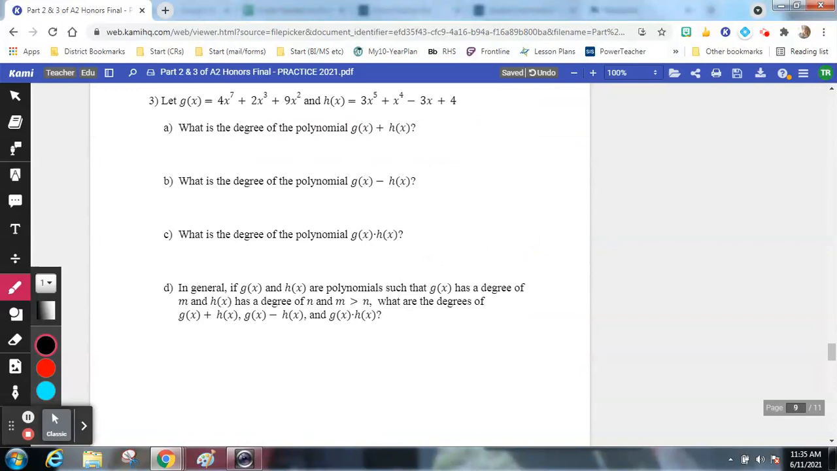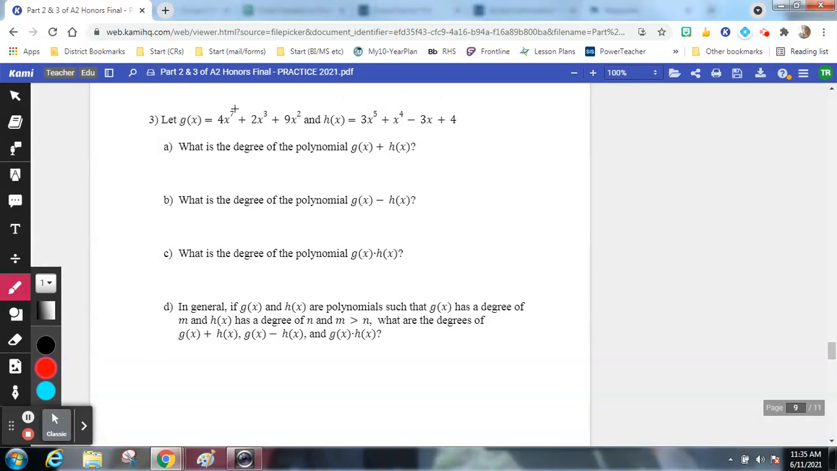Number 3 should be one of the easiest ones. So number 3 talks about the degree, and there's really not a lot of work for any of this because they don't want to know what the answer of the addition, subtraction, multiplication is. They just want to know what the degree is. Remember that the degree is your highest exponent. So for G, the degree is 7. For H, the degree is 5.